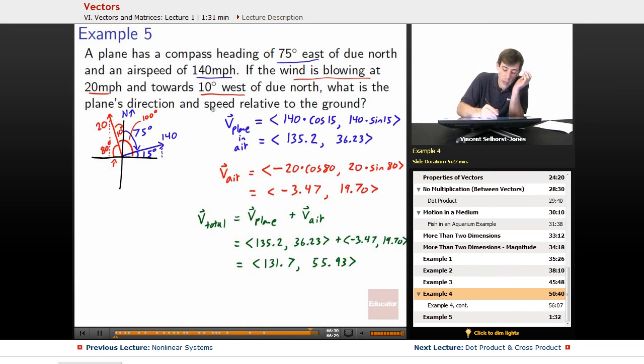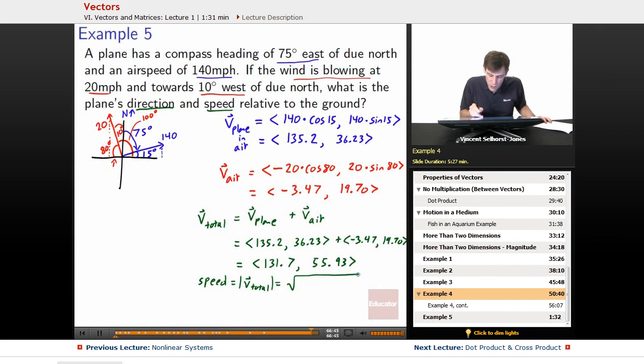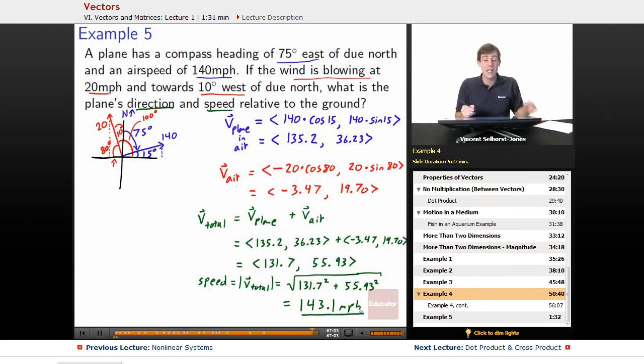However, it asked for speed and direction of the whole thing put together. So if that's the case, we want to figure out speed. Well, speed is just the size of our velocity vector. So that's going to be the square root of the first component of our total vector, 131.7 squared, plus the second component squared, 55.93 squared. We take the square root of that, figure it all out using our calculator, and we wind up getting 143.1 miles per hour. So the plane is actually going a little bit faster than its speed had been previously without the air connected to it.